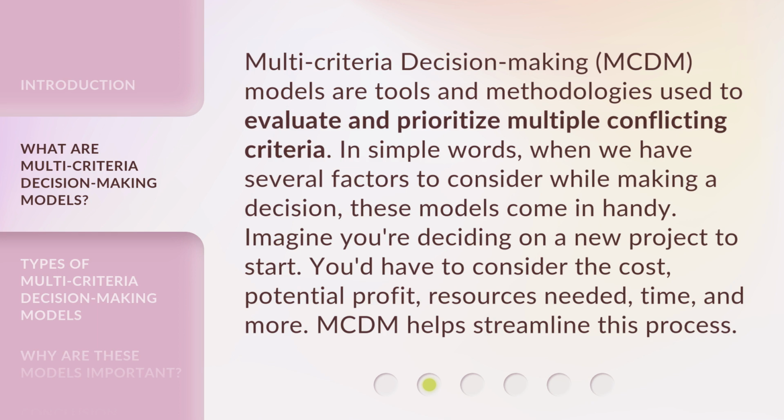Multi-criteria decision-making, MCDM, models are tools and methodologies used to evaluate and prioritize multiple conflicting criteria. In simple words, when we have several factors to consider while making a decision, these models come in handy. Imagine you're deciding on a new project to start. You'd have to consider the cost, potential profit, resources needed, time, and more. MCDM helps streamline this process.